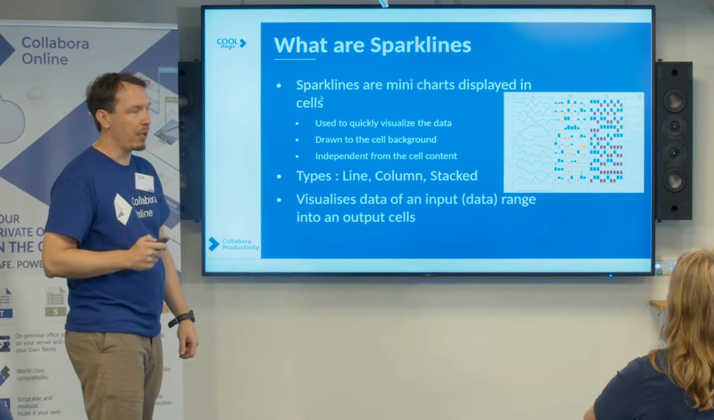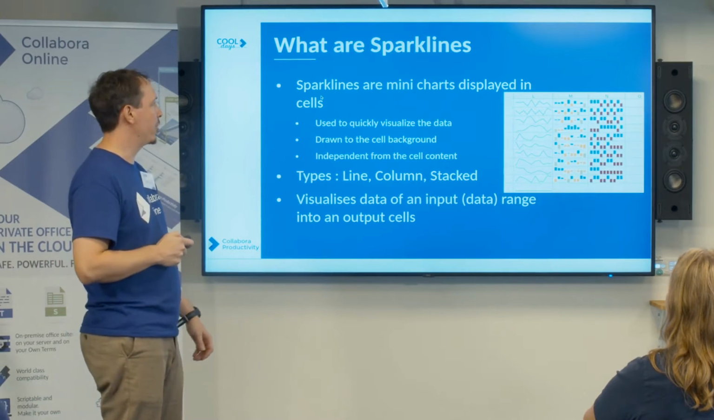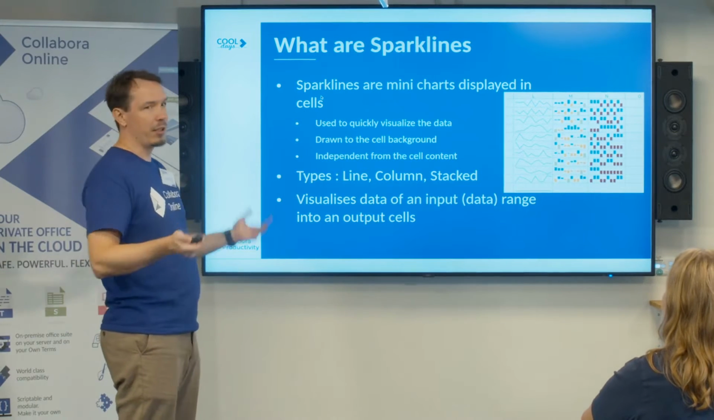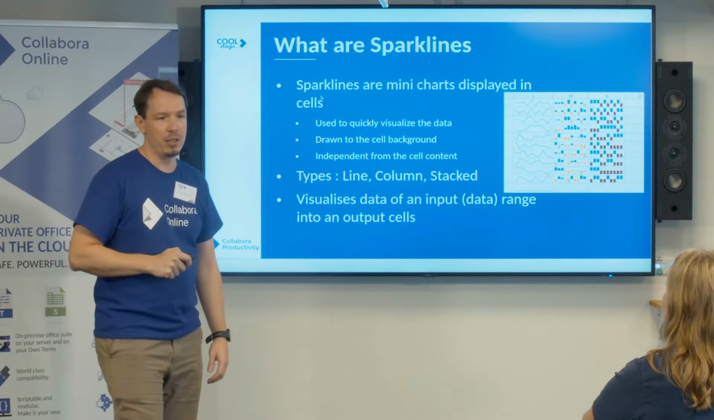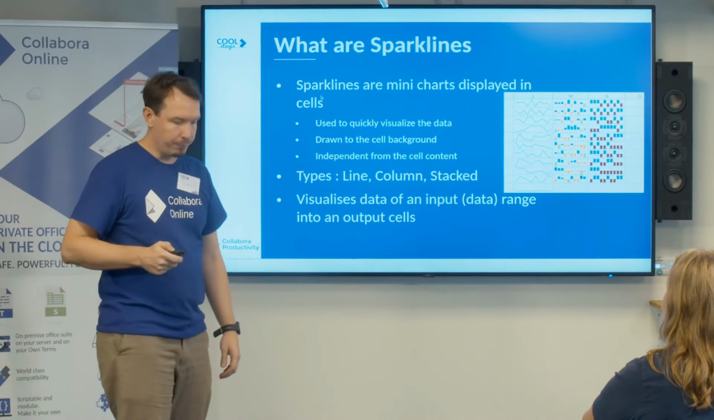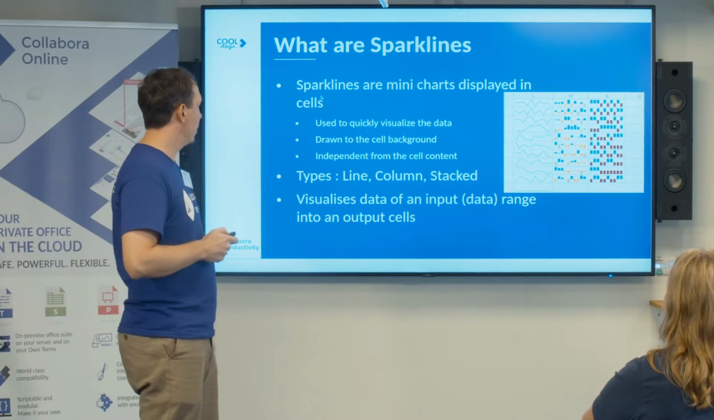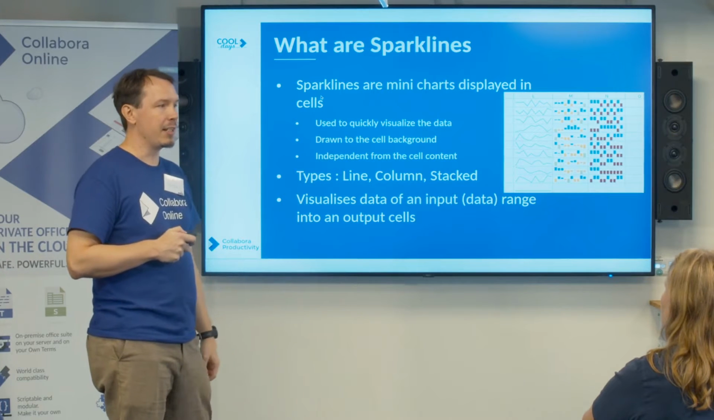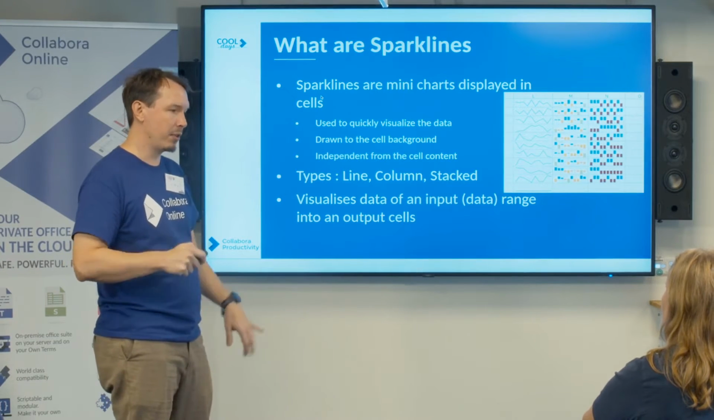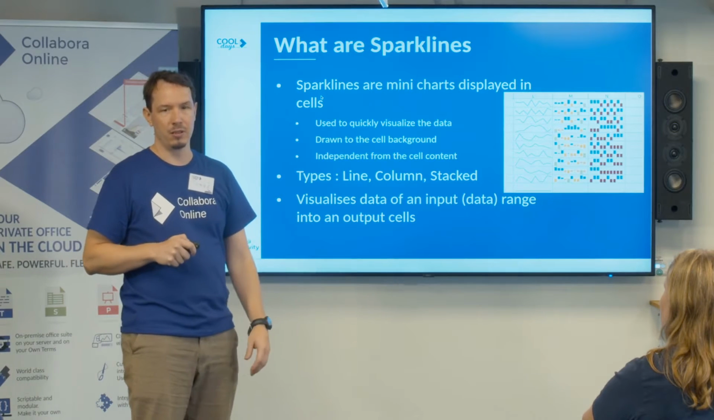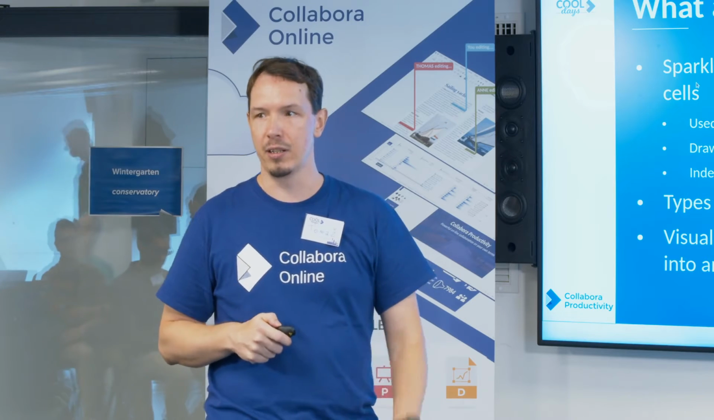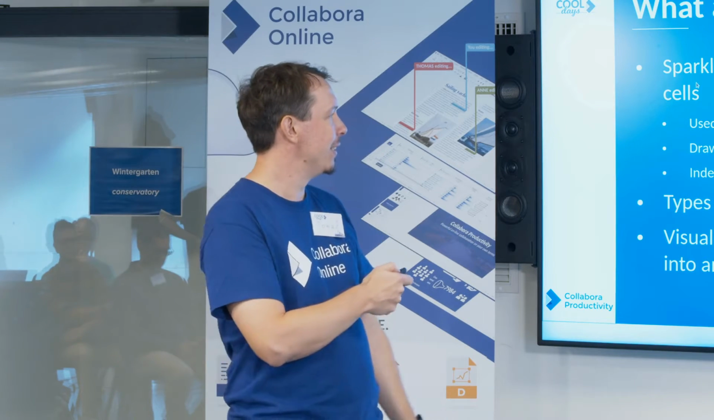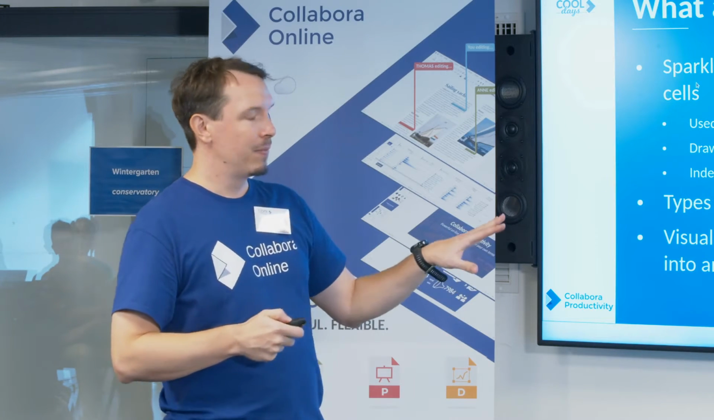So what are Sparklines? Sparklines are like mini charts that are displayed inside the cells. They are generally used to visualize the data. They're drawn inside the cells as background, but you can still override the content of the cells if you wish, but usually then you cannot see the Sparklines.